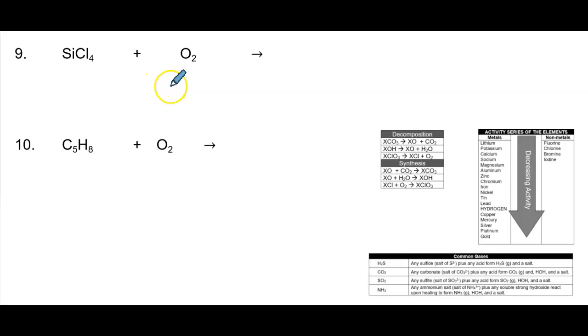Okay, so now we have a compound plus an element. So we're looking at this chart, and I do see that it is one of these. It's this one right here. I have an X with Cl plus an O2, so it's going to make that X, which in this case is Si, with ClO3. I need to think about how they go together. I have to go back here to think about that.